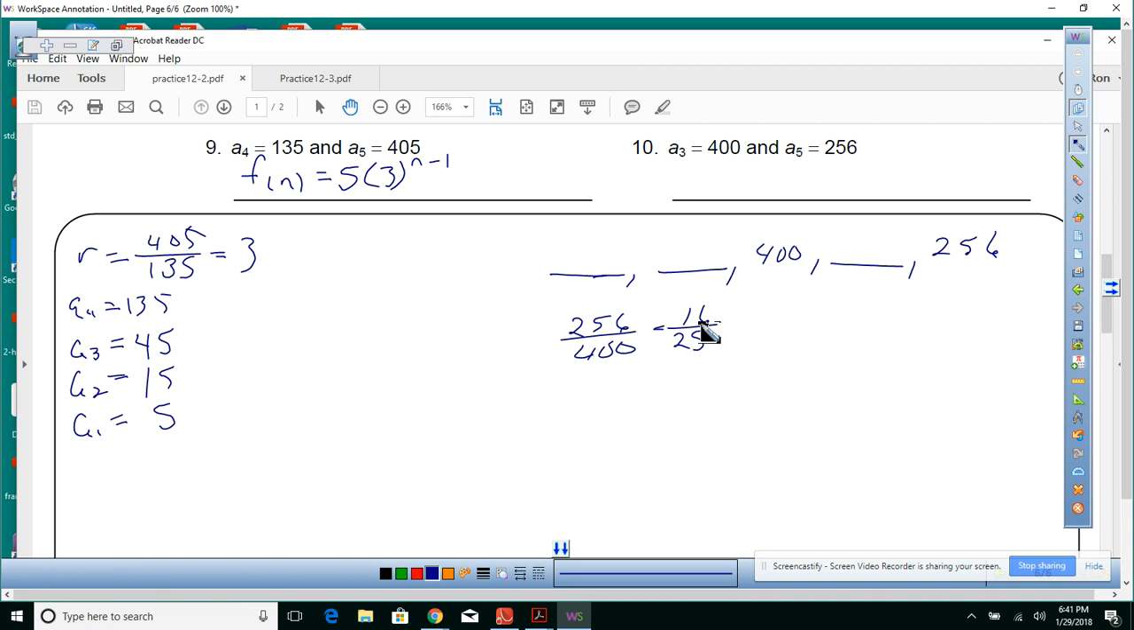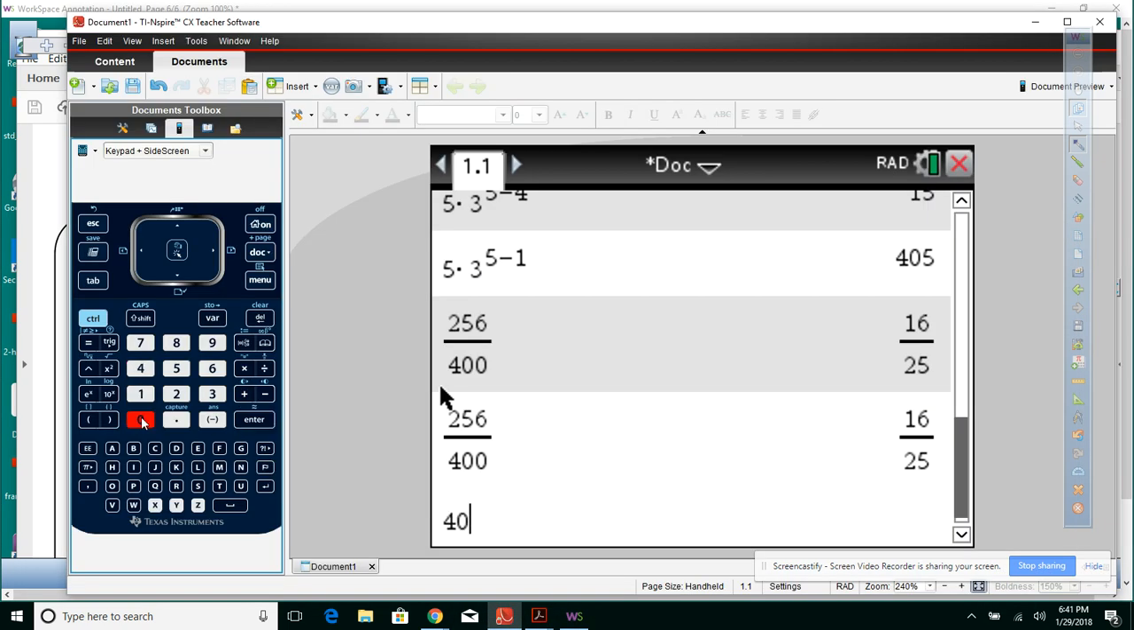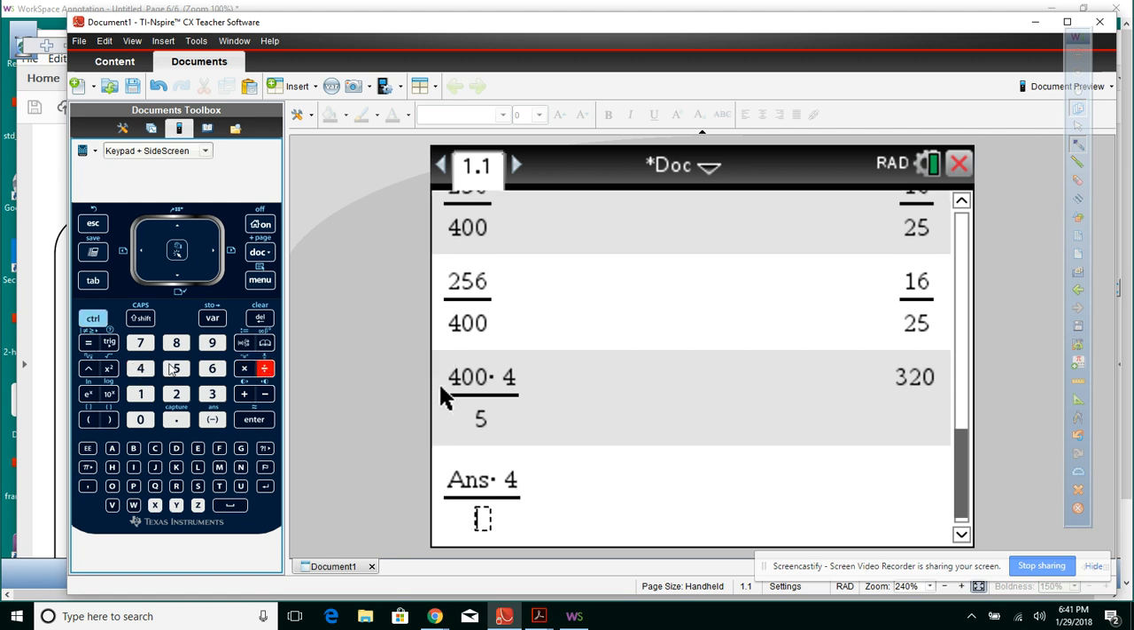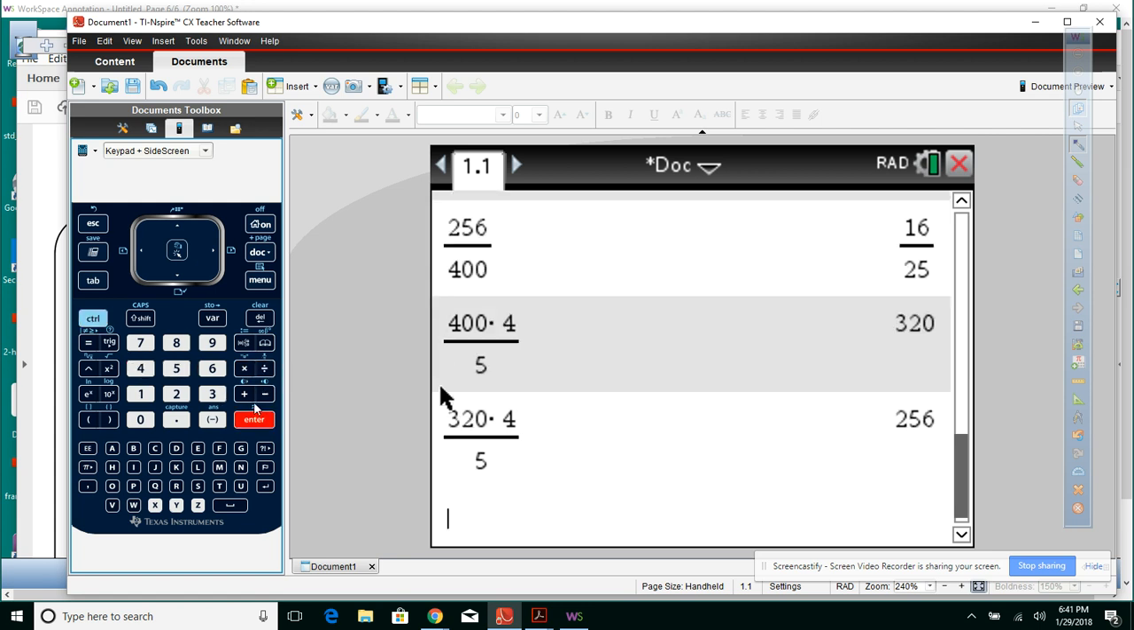Are you seeing something there? 4/5 maybe? Because it happened twice, right? So 400 times 4/5 is what? 400 times 4 divided by 5. That's 320. 320 times 4 divided by 5. Ooh, 256. That's what we were looking for. Okay, so 4/5.